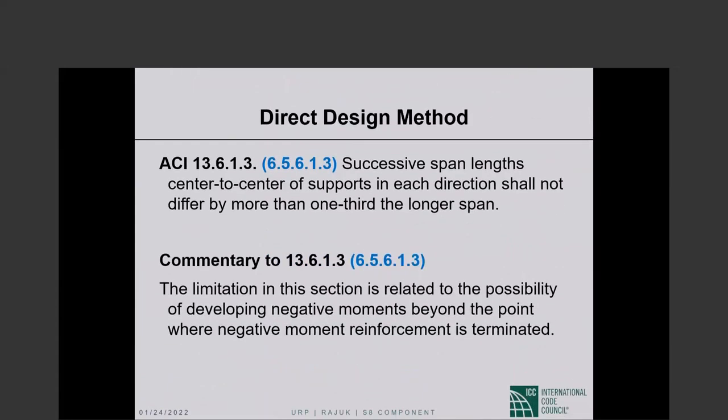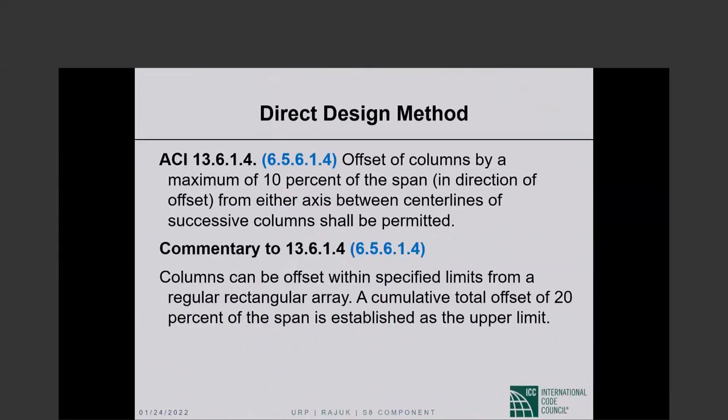Condition 3, successive span lengths center to center of supports in each direction shall not differ by more than 1/3 the longer span. Successive span lengths shall not differ by more than 1/3 the longer span. Again, the explanation is in the commentary.